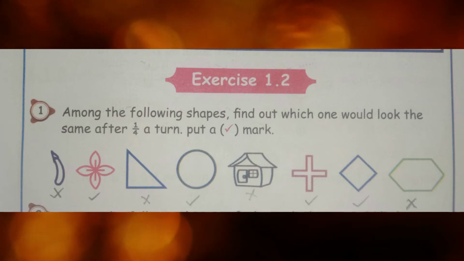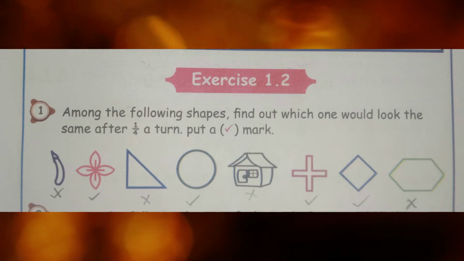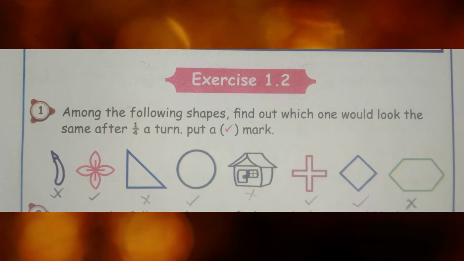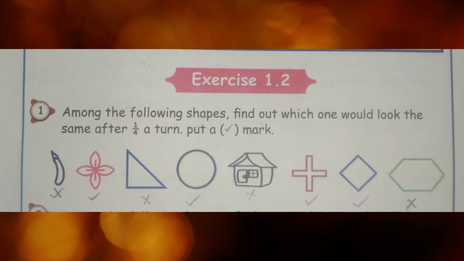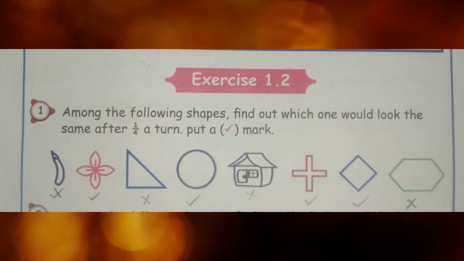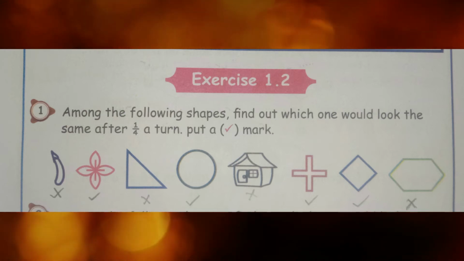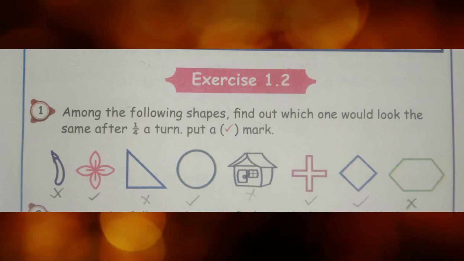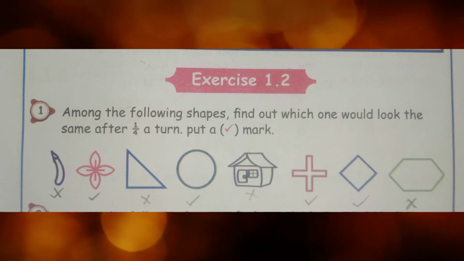Let us move on to exercise 1.2. Among the following shapes, find out which one would look the same after 1/4 a turn. Put a tick mark. இப்போ என்ன பண்ணணும்னா they have given some pictures of the object, right? We have to turn it 1/4. Okay, 1/4 turn பண்ணும்போது அதே ஷேப் நம்மளுக்கு கிடைக்கும்னா we have to tick it or we have to put a mark, right?